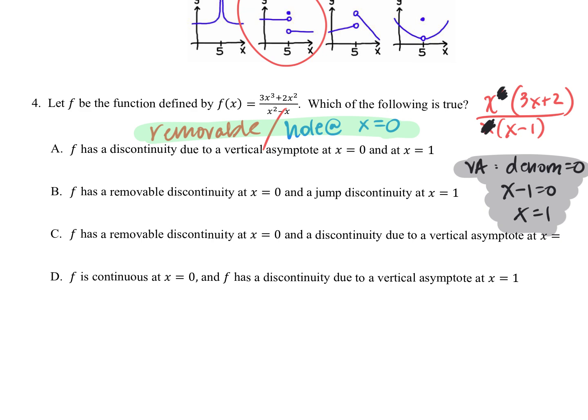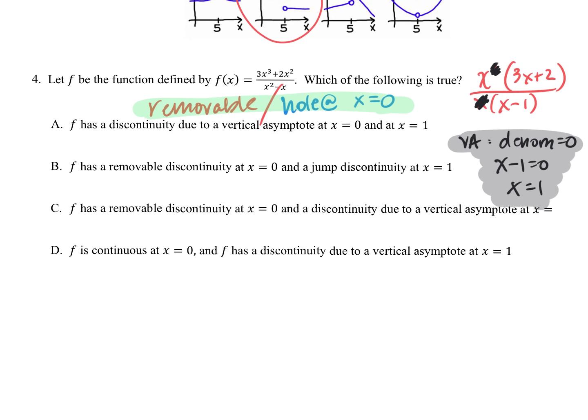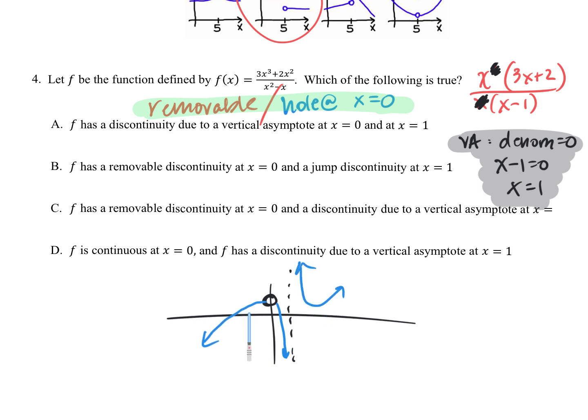Okay, so if we've got a hole at 0 and a vertical asymptote at 1, I have no idea what my graph is looking like, but I do know it's got a hole somewhere when x is 0, and it also has a vertical asymptote. So I'm just making this up, but my graph could be something like this. A hole at 0 and a vertical asymptote at 1. Would that graph be continuous? No. Continuous means I never have to lift up my pencil. This is definitely discontinuous, right?